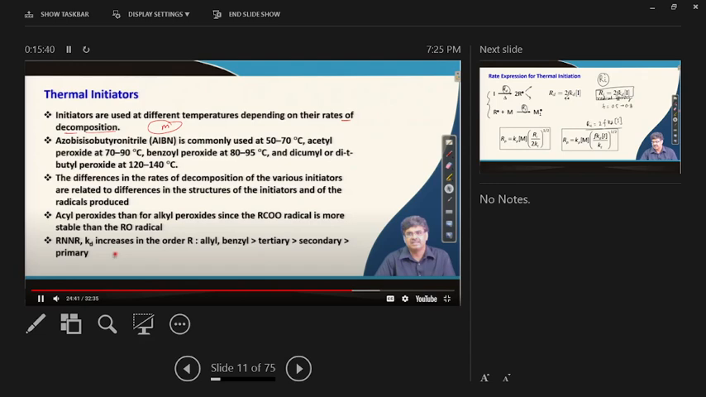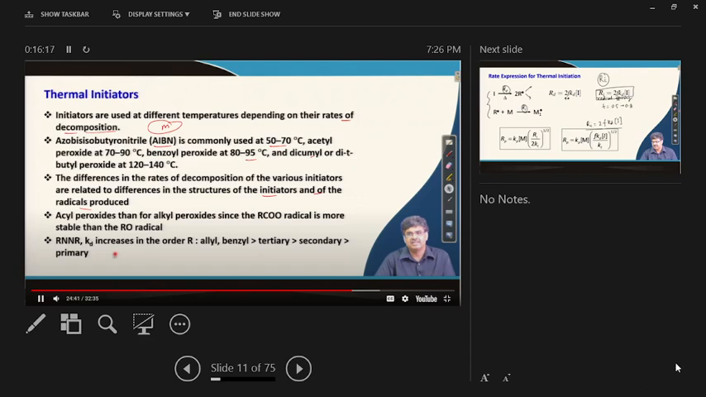and what the other reaction conditions are. So these are very commonly used initiators written here, and their working temperatures are also mentioned. These are used at this particular temperature only. The differences in the rate of decomposition of various initiators are related to differences in the structure of the initiator and of the radical produced. Obviously their structure will be responsible for their decomposition. So it is a very common thing, I think.